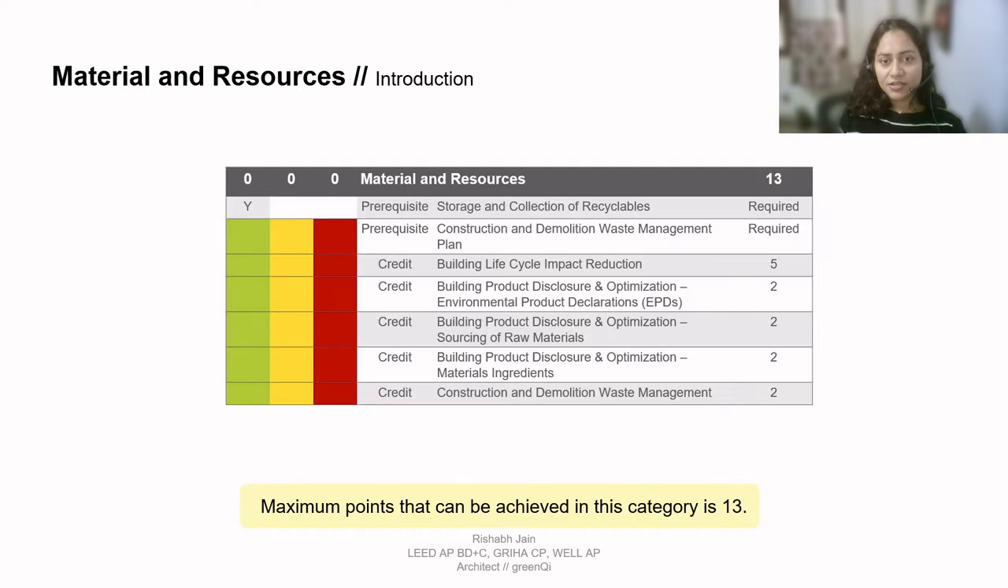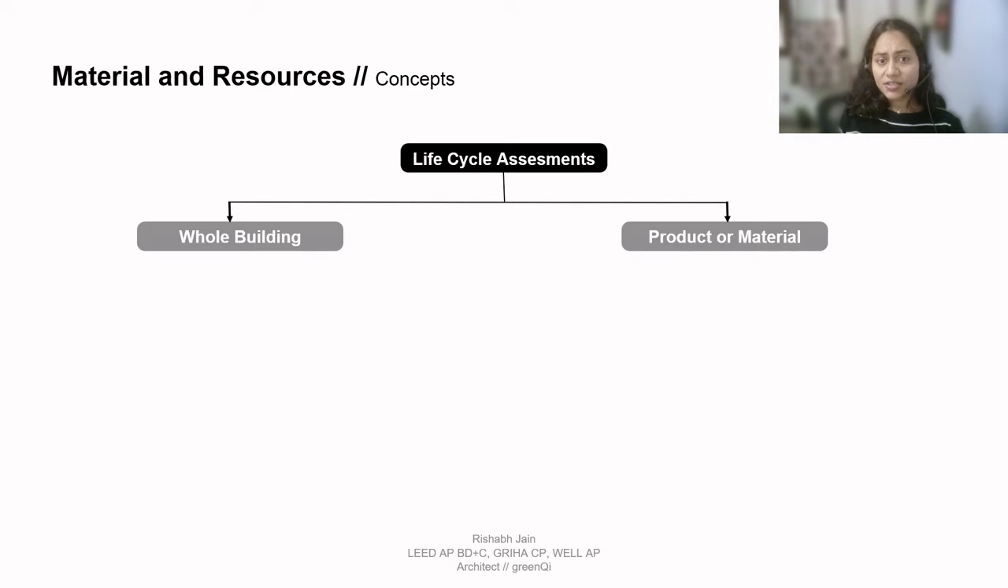There is a credit in this category which is Building Life Cycle Impact Reduction, which has 5 points. This one mainly focuses on the life cycle analysis or assessment that you do in terms of choosing the material, and also performing a whole building life cycle assessment so that we can analyze the materials that we're using and propose alternatives accordingly. Life cycle assessment is basically of two types in this case.